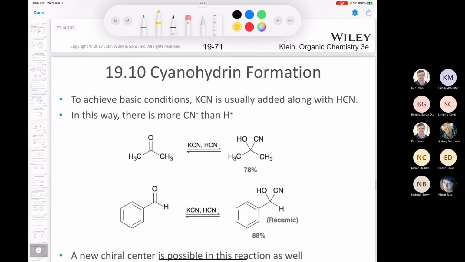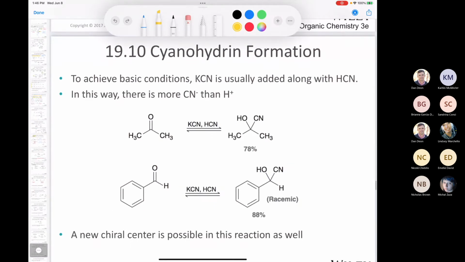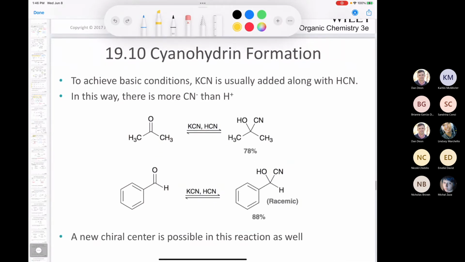Now, as far as the reaction conditions go, there's a whole bunch of things that are listed here. Now it says, where do you get basic conditions if you have HCN in there? Well, HCN isn't a strong acid. And what we do is we put in potassium cyanide, which is a solid. We put it in with hydrocyanic acid. And that way there's more of CN minus, which is the conjugate base of hydrocyanic acid. So it's a base. And you have more of that than acid.